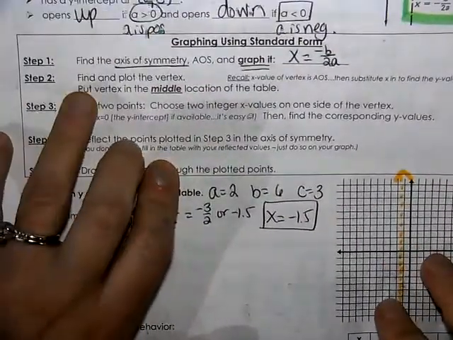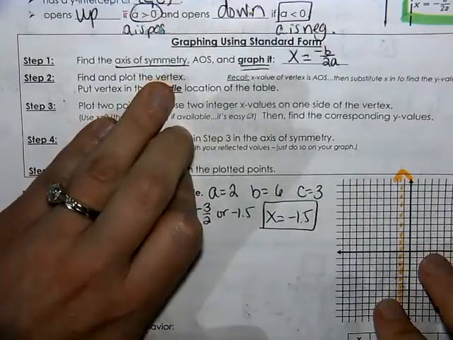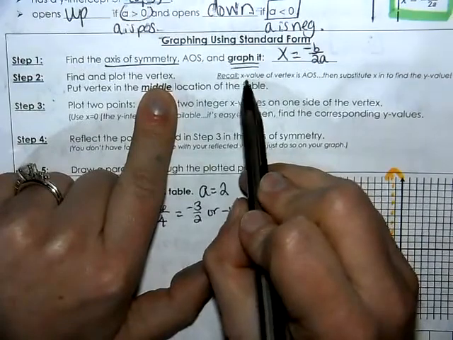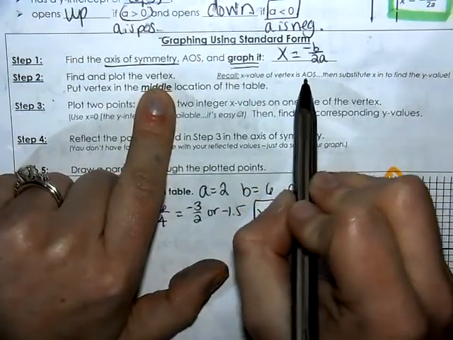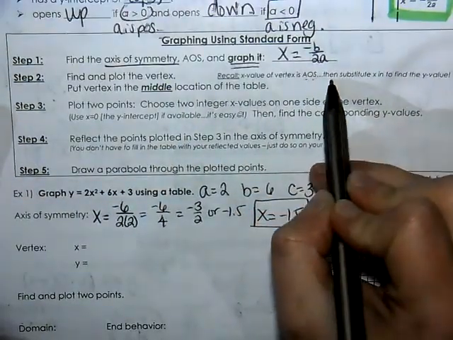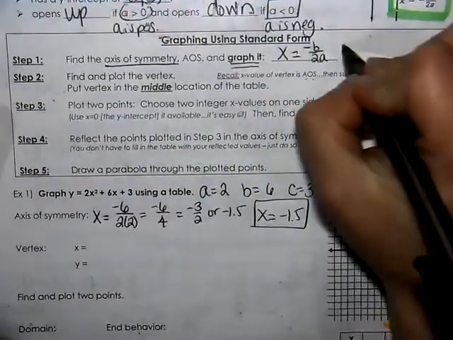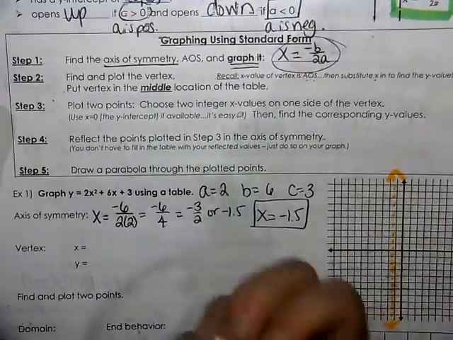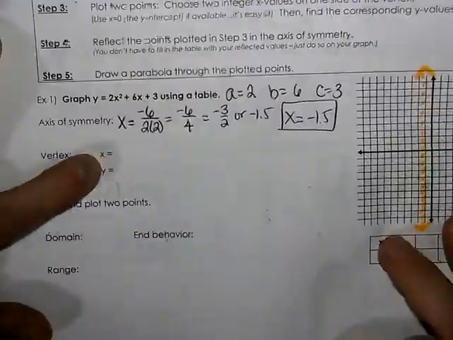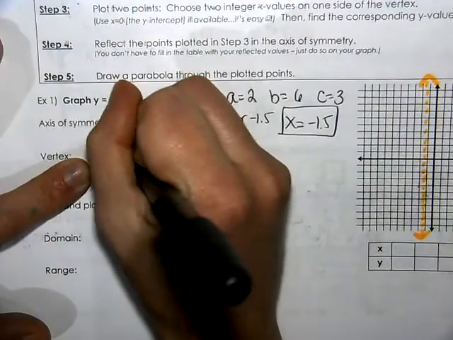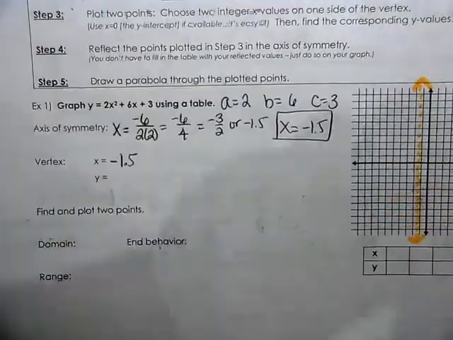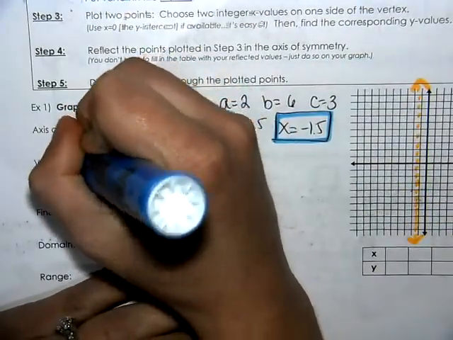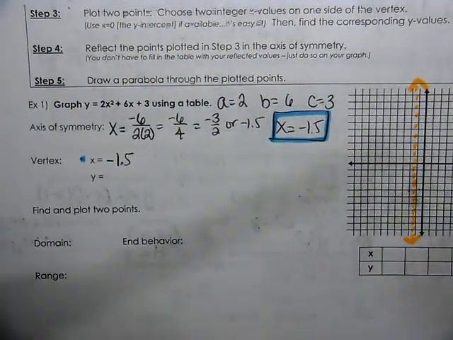Step 2 is we are going to find and plot the vertex. So that is our step 2, find and plot the vertex. Now recall that the x value of the vertex is the axis of symmetry. And we are going to substitute this value of x, the axis of symmetry, in to find our y value. So we already know the x part of our vertex is negative 1.5. These two pieces, the axis of symmetry and the x part of our vertex, are the same exact values.